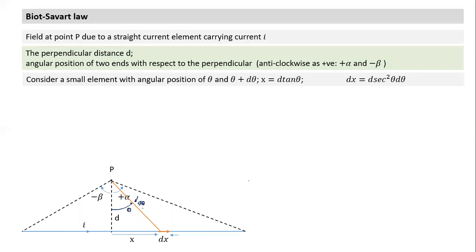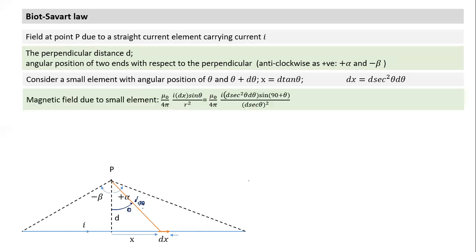Do you recall the formula? Mu0 by 4 pi is the constant term, times I, times the length of the element, times the sine of the angle between the element vector and the position vector, divided by the square of the distance. Can we write all those terms here? The length of the element is dx. The angle is in this formula. Okay, let's substitute the values here.